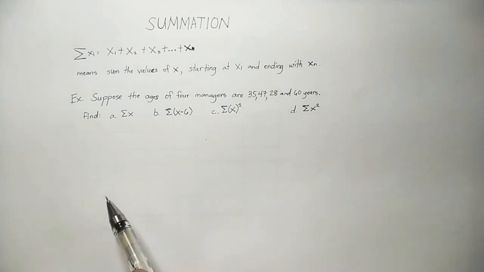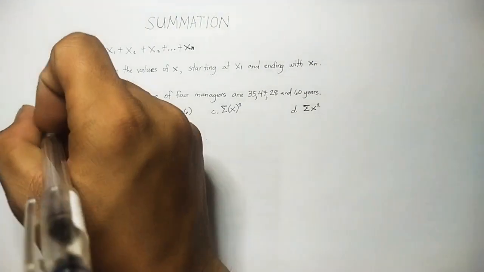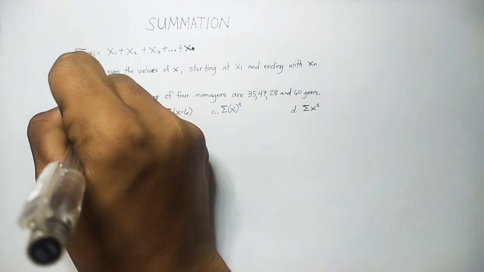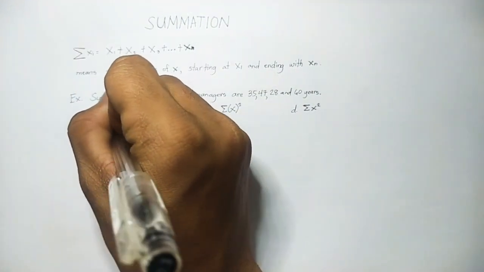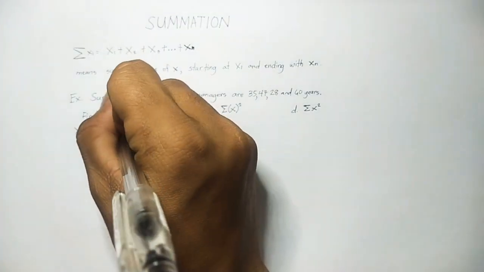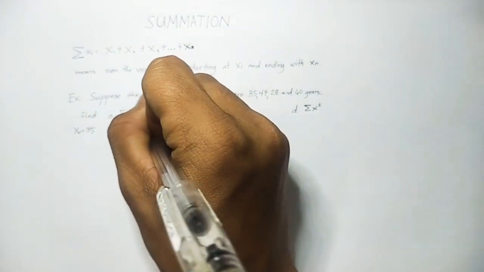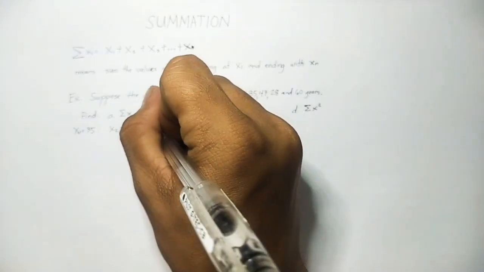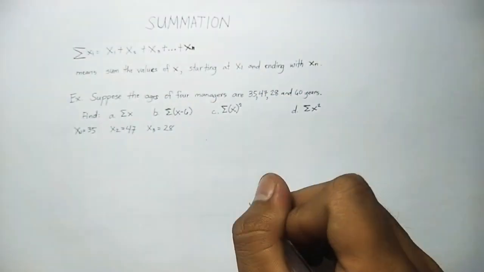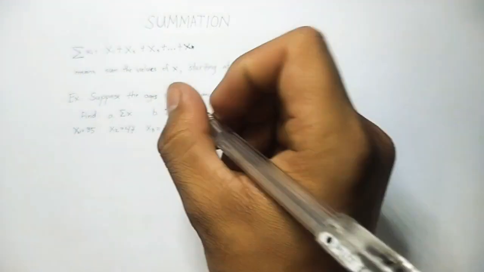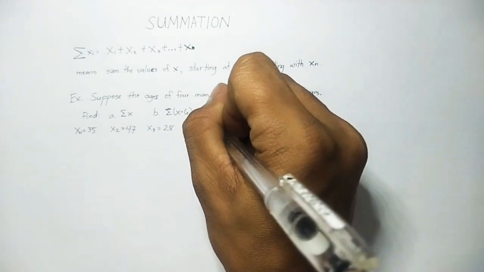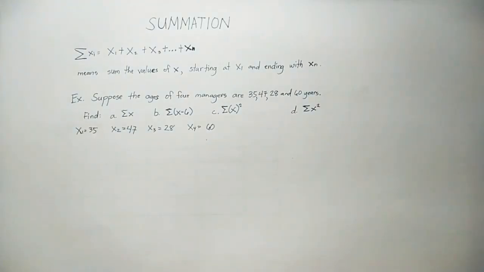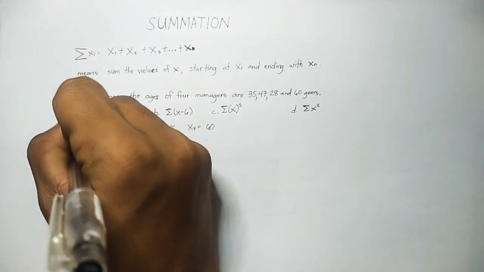Okay. First thing that we have to do is to know what is the given. So we have here x sub 1 is equals to 35. X sub 2 is equals to 47. And our x sub 3 is equals to 28. And next is that x sub 4, which is equals to 60. So, since we know our data, hanapin na po natin yung summation of x na letter A. So, what is the solution?